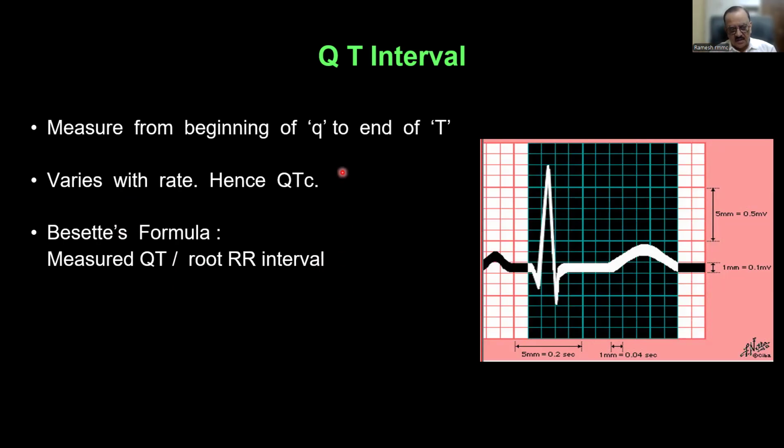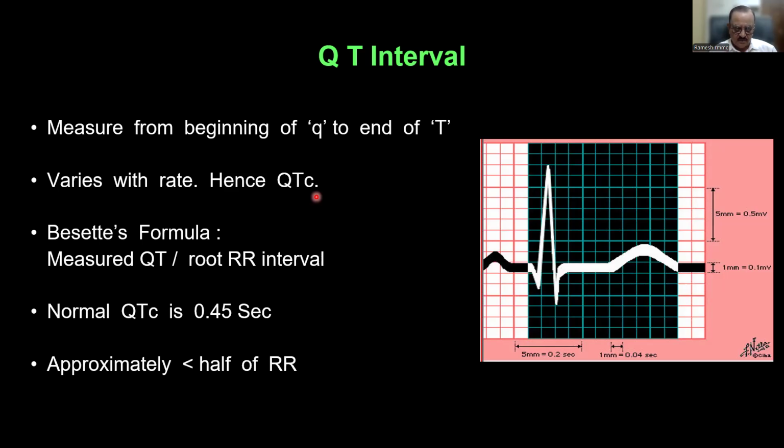What does this C represent? Corrected to rate. QT is the direct measurement from the beginning of Q to the end of T. When you apply the correction factor, corrected to the rate, we call it QTC. So look for the QTC and not plain QT. Always it should be corrected to the rate. Normal QTC is 0.45 seconds, or 450 milliseconds. Approximately, it should be half of RR.